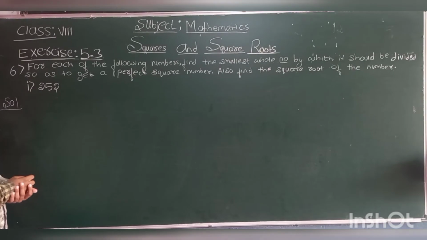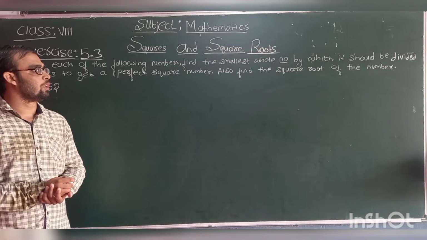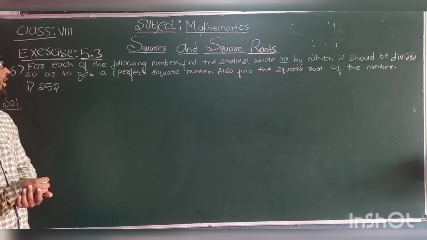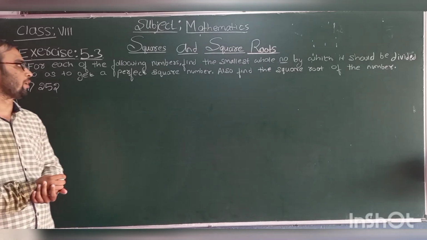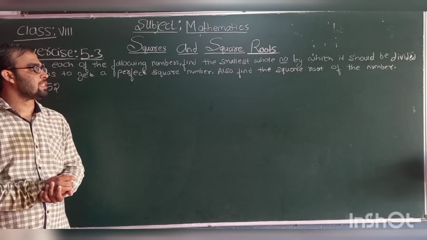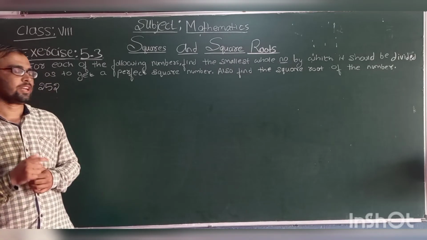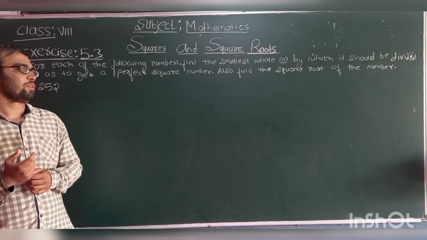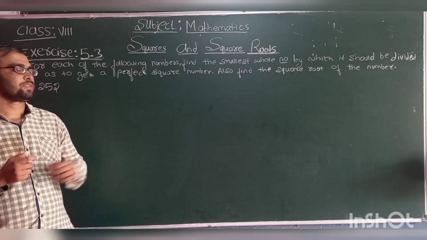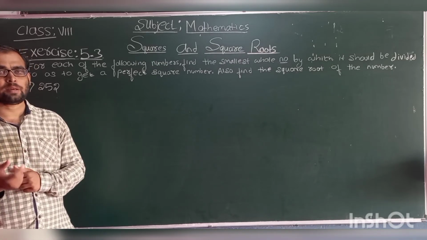Students, now let us solve the sixth question. Okay, so what have they given? For each of the following numbers, find the smallest whole number by which it should be divided so as to get a perfect square number. Also, find the square root of the number. Here they have given some numbers. When we divide these numbers by a particular number, then we will get a perfect square.